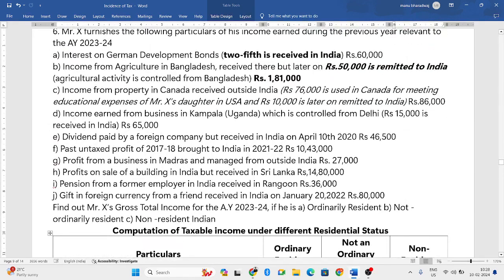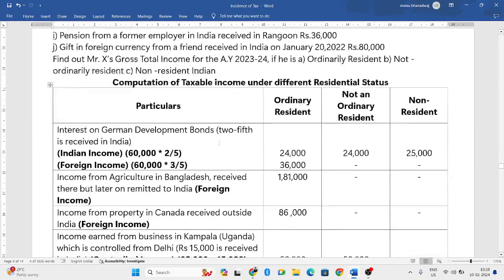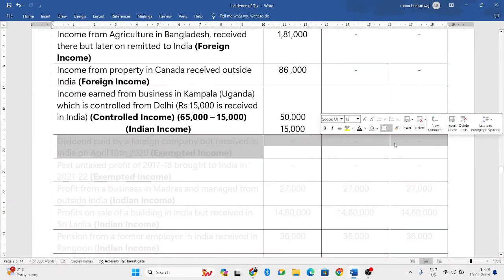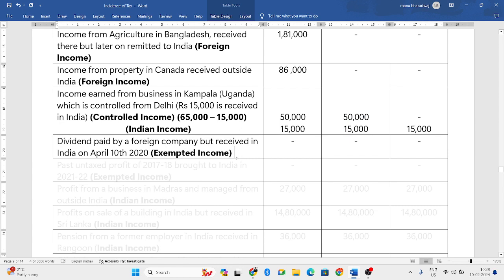Dividend paid by a foreign company but received in India. So dividend paid by a foreign company: the arising aspect is in foreign, but received in India. The receiving aspect is in India. But if you check the date, April 10th, 2020, it is not related to our previous year. So when it is not related to our previous year, just ignore that. You will consider it as exempted income. So that date is very, very important. When they have given certain dates, just pay attention to that.